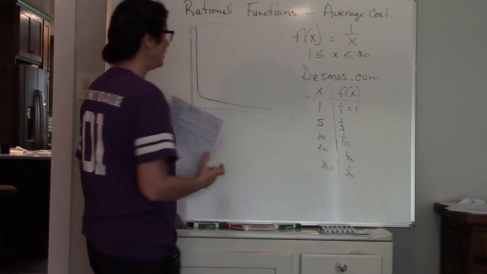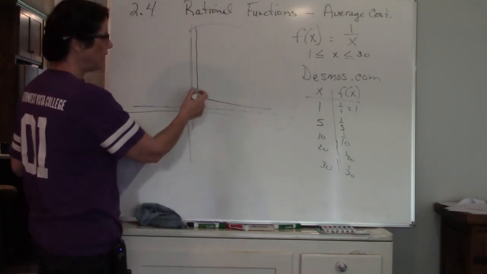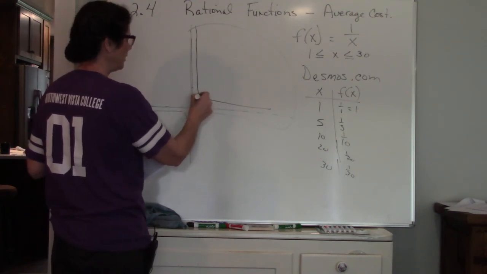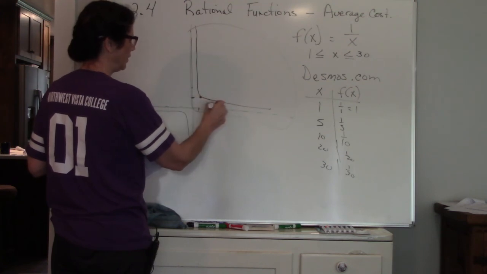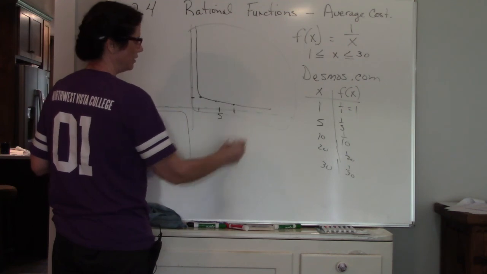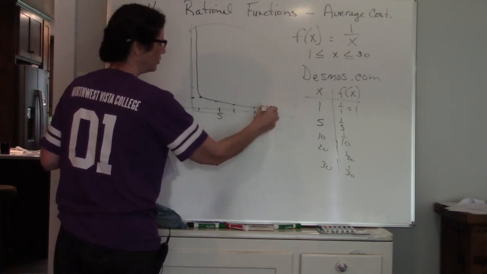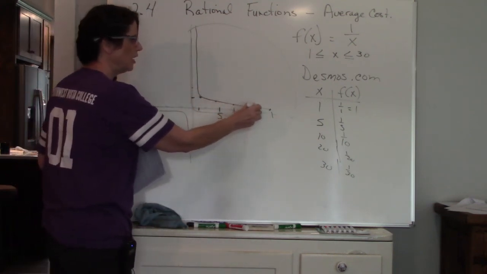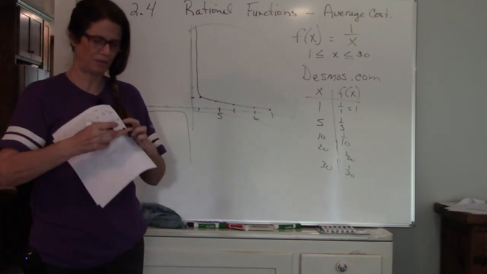You can see from my table of values that I'm going to be able to plot this fairly easily. At 1, I get 1. At 5, I get 1/5. At 10, I get 1/10. At 20, I get 1/20th. And at 30, I get 1/30th. You can see it just keeps getting closer and closer and closer to 0. It approaches 0, but it doesn't equal 0.